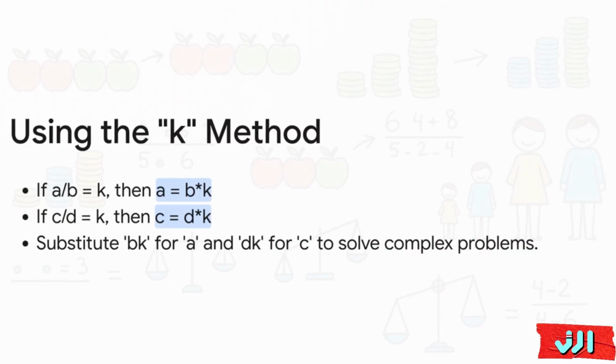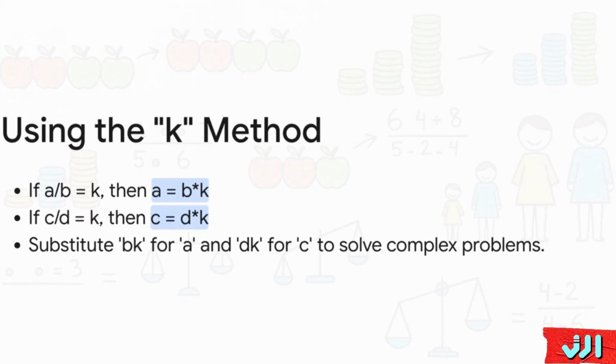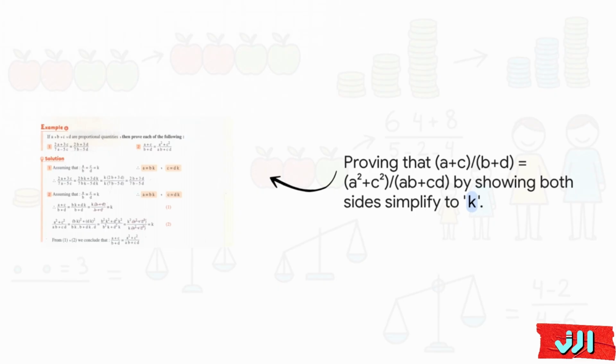And this is where the magic happens. If we can say that A over B equals K, well, we can just rearrange that with a little algebra to say that A equals B times K. We can do the same for C. This lets us substitute and replace variables in really complicated expressions, which suddenly makes them way easier to solve. And right here, this is the perfect example of its power. I mean, look at this proof. It seems almost impossible, right? These two expressions look nothing alike, but by replacing A with BK and C with DK and simplifying, we can show that both of these crazy-looking things, they both just simplify down to K. And just like that, proof complete.